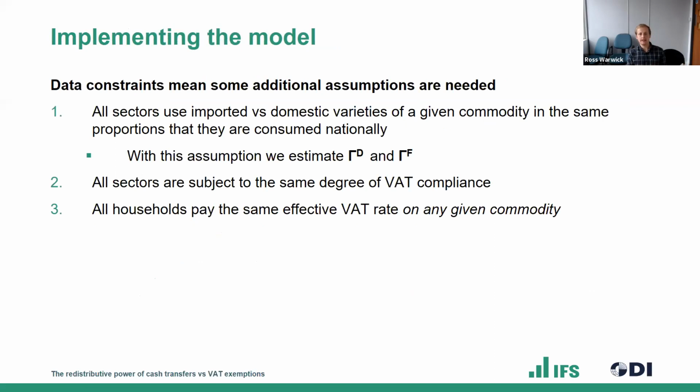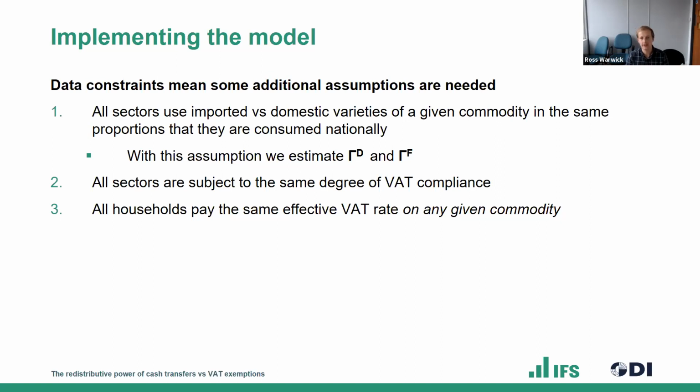Now, when it comes to actually implementing this model that we've set out for effective VAT rates, unfortunately, data constraints mean we do have to make some additional assumptions. So the first one is that we don't, in any of these countries, actually have separate matrices of the use of imported versus domestic varieties of a given commodity in the production process. As a result, we have to make a simplifying assumption that all sectors use both the imported and domestic varieties of a given commodity in the same proportions that they are supplied or consumed nationally. This allows us to separate the overall matrix of inputs for each sector into domestic and foreign sourced inputs.